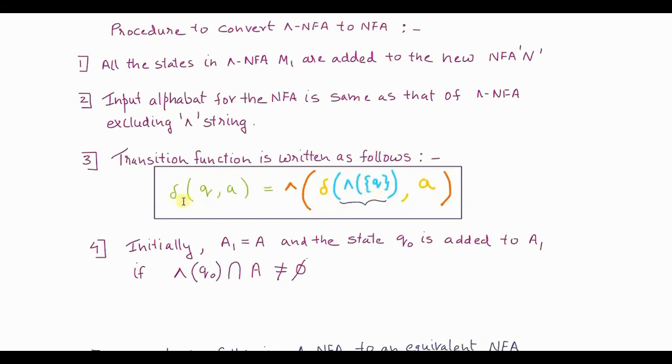Whenever you're going to have the transition of that state on a or that state on b, it will be e closure of delta of e closure of q comma a. Then e closure of q is what you have already calculated for that particular state, so you will have the elements. Then delta of those elements comma a. So this is a very important formula which you need to remember. This is how the transitions will be calculated.